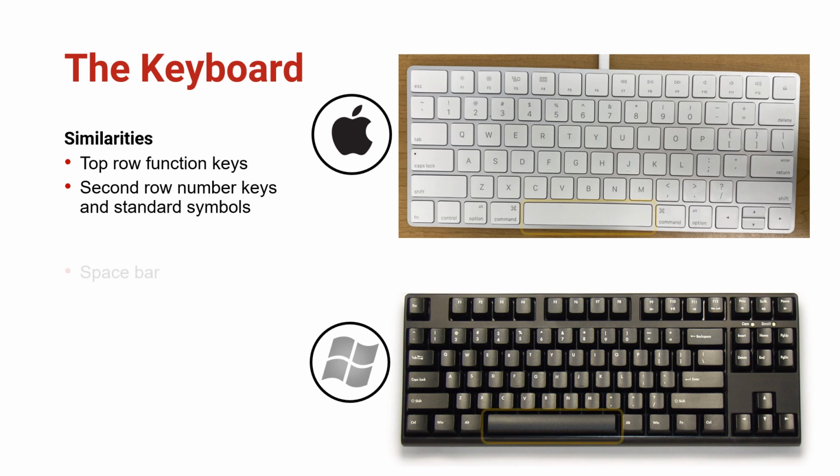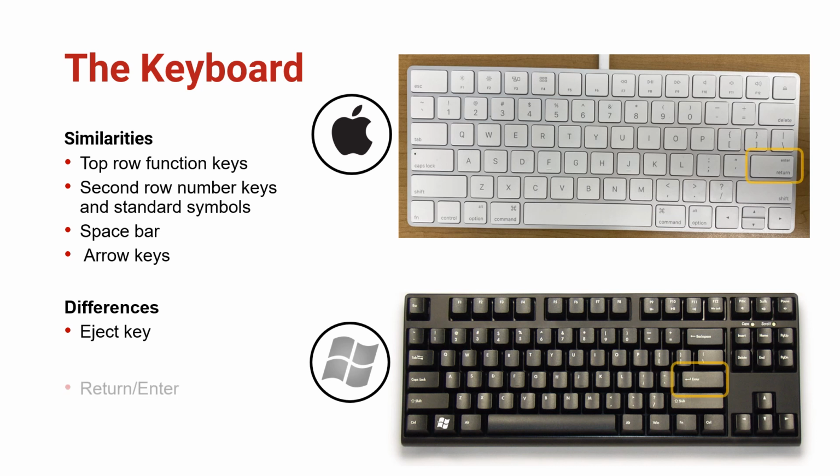The spacebar is located in the same spot, and both keyboards have a set of arrow keys in the bottom right area. Some notable differences between the two include the eject key on the Apple keyboard. This key will eject a CD or DVD from the computer if one is inserted. The enter key on the Windows keyboard is marked as return or enter on the Mac keyboard, although they perform the same functions.